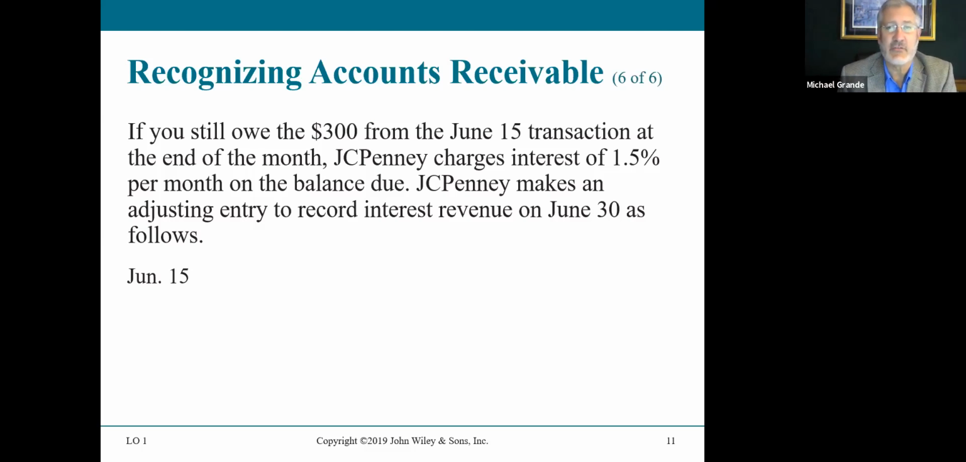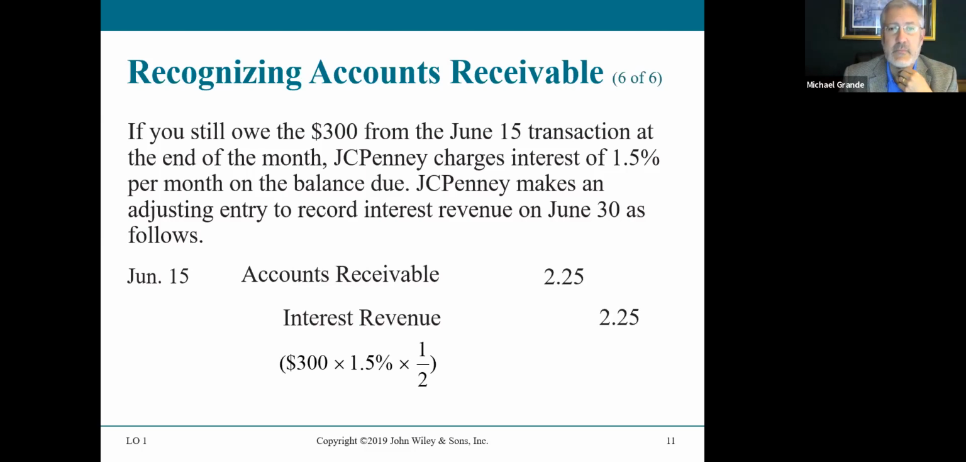On the balance due, JCPenney makes an adjusting entry to record interest revenue on June 30th as follows. So let's remember, an adjusting journal entry affects an income statement account and a balance sheet account, but never cash. So JCPenney is entitled to receive some interest. They haven't collected it yet, though. They have a receivable for the interest, and they have interest revenue.